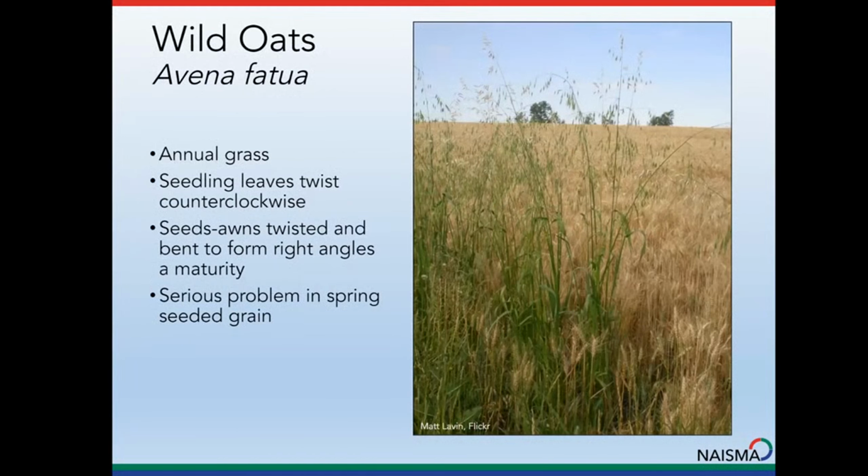And then we go to wild oats. So wild oats are an annual grass. The seedlings have a twisted leaf that twists counterclockwise, very specific in the direction it twists. The seeds have awns that also are twisted and bent to form right angles at maturity. And it's a serious problem in a lot of our grain crops. So maybe some of those producers that are looking to produce some straw and other grain crops, this would be a weed that you're dealing with there.